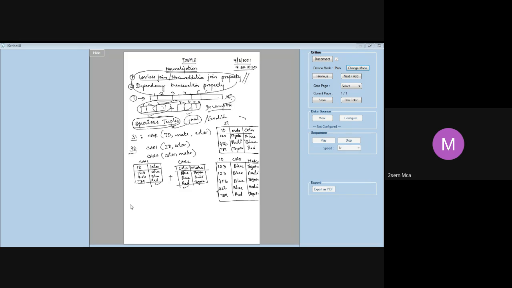Now, look at our original table S1. How many tuples do we have? We have only 3 tuples. When I joined, how many did I get? I got 5. How can I get 5? I should get only 3. So what is happening? 123 Toyota blue is the first tuple in our original table.